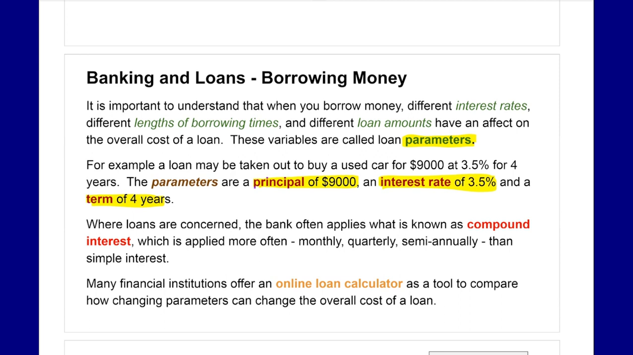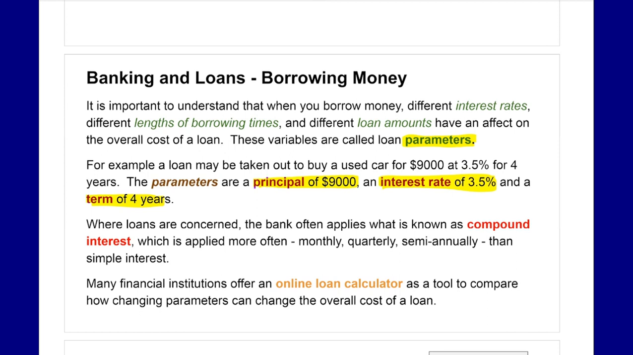Now, where loans are concerned, the bank often applies what is known as compound interest. So not what we just calculated, a different type. And this is something that's applied more often, right? It's monthly, quarterly, semi-annually. Simple interest is once a year, right? Compound interest could be every month interest is added, every quarter interest is added, and every half a year interest is added. So that's why banks like to use that, because they can earn more money or charge you more money for your loan.